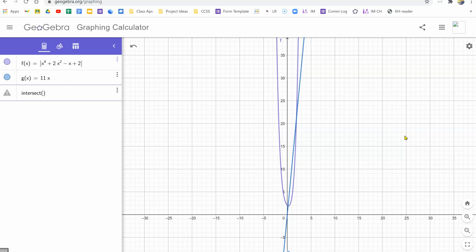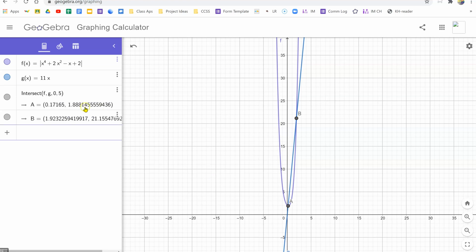Then you're going to put a set of parentheses, and you just want to know where function f crosses function g, so you put f, g. Now I'm going to put also a parameter on there that says I want to only look between 0 and 5, and then hit enter. And by setting that parameter, the graphing calculator will look only between 0 and 5, and it finds 2 points where these two functions cross. One of the points is at 0.17, and the other point is at 1.92.